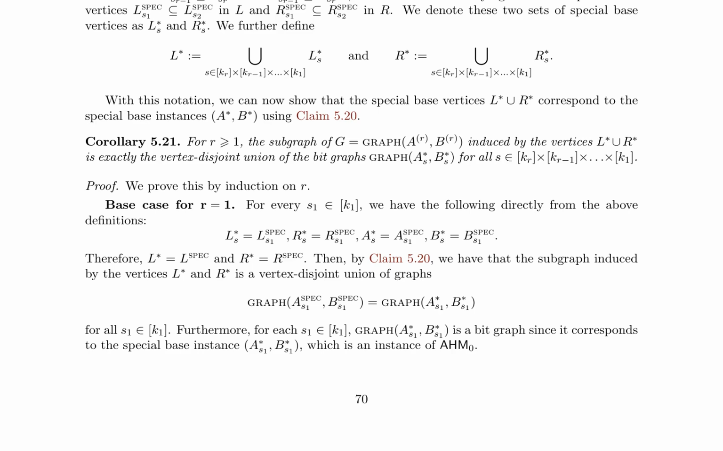The special base vertices and instances are crucial to understanding the properties of G, as they form the foundation of the graph structure. By examining these special base vertices and instances, researchers can gain a deeper understanding of the graph's properties and behavior. The author's use of inductive reasoning and notation provides a clear and concise framework for understanding the complex relationships within the graph G. The identification of special base vertices and instances as the building blocks of the graph structure underscores the importance of careful analysis and notation in graph theory.